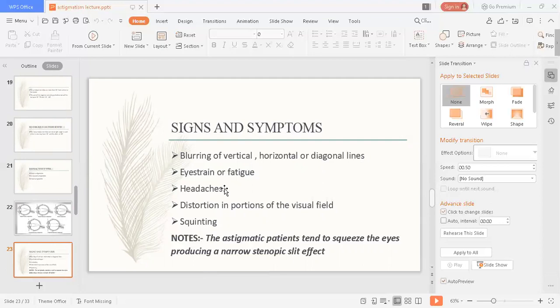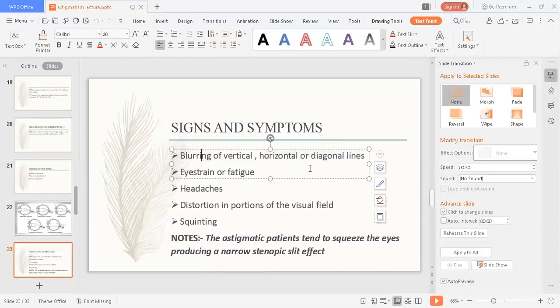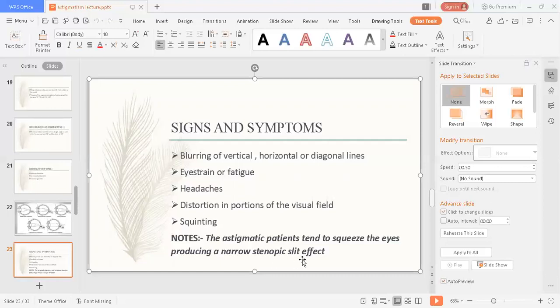So they may complain of eye strain, fatigue, and headaches. And if the vision is not clear, of course, they will complain of blurring of vision. The blurring may be of vertical, horizontal, or diagonal lines, and they might squint to see the objects clearly. So the astigmatic patients tend to squeeze the eyes, producing a narrow stenopic slit effect.